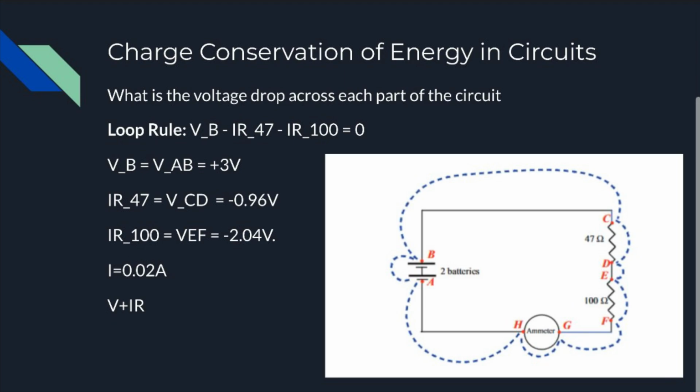Now, what is the voltage drop across each part of the circuit? Loop rule has VB minus I R47, and then I R100 equals 0. You can see the math here. VB is the area from A to B, and it's 3 volts. And when we do the math, we get the current is 0.02 amps.